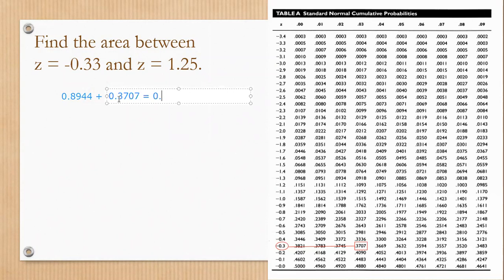Okay, sorry. As suggested from the rules, we need to subtract the smaller value from the bigger value. So this is not a plus sign, but instead we need to use a minus sign. 0.89, what's our value?